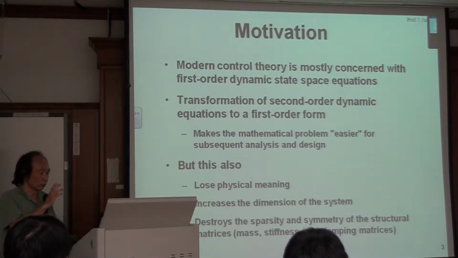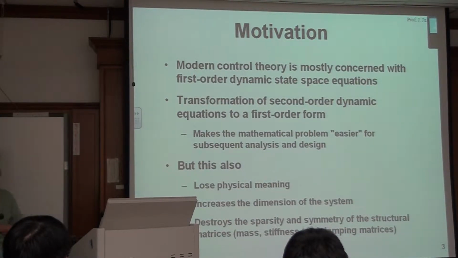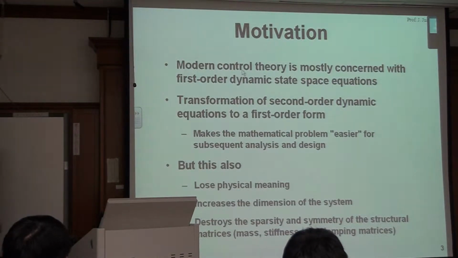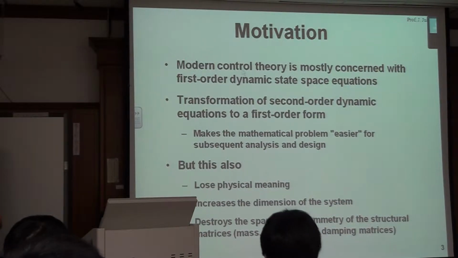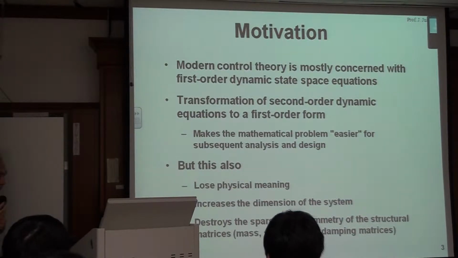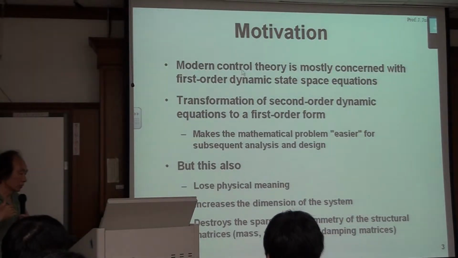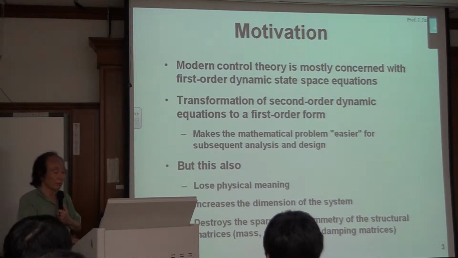But the transformation from the second order dynamic equation to first order form, like what you learned a couple of weeks ago, most likely loses the physical insight. For example, the matrices in your first order equations won't be symmetric anymore. But in the second order equations, the mass matrix is symmetric and the stiffness matrix is symmetric.